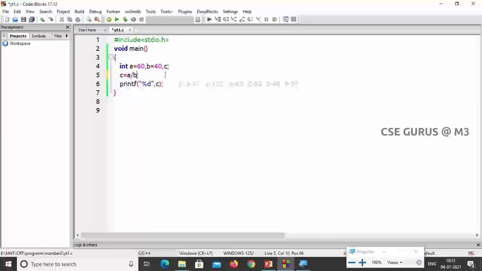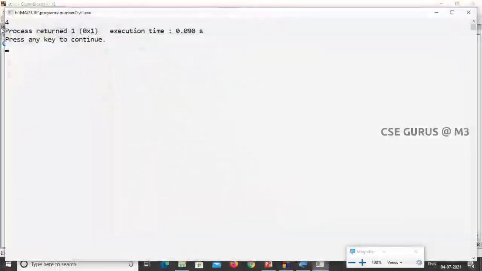Okay, division, A divided by B. I'll take a simple example, this is for beginners. So I'll take some simple examples. 20 here, and here I'll take 5. So 20 by 5, which we know the value is 4, right? So the output is 4.